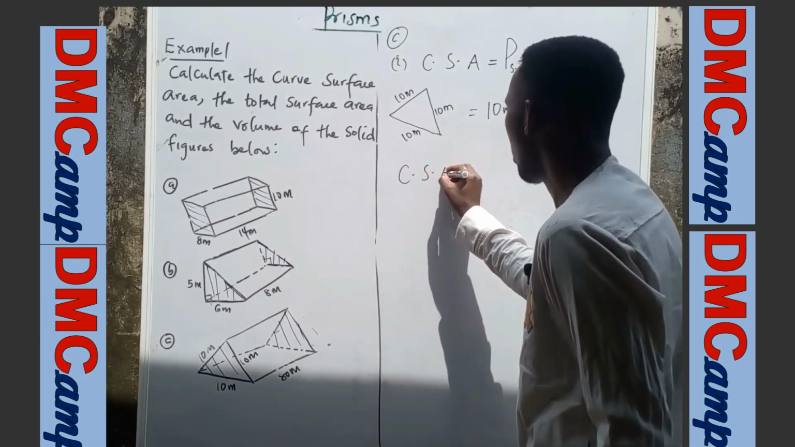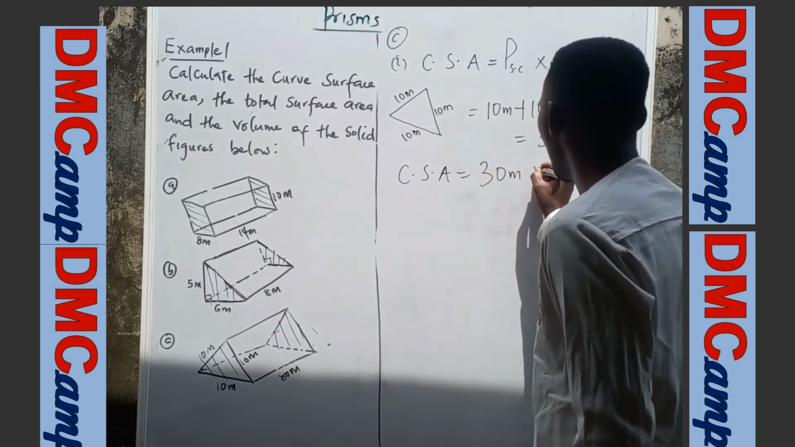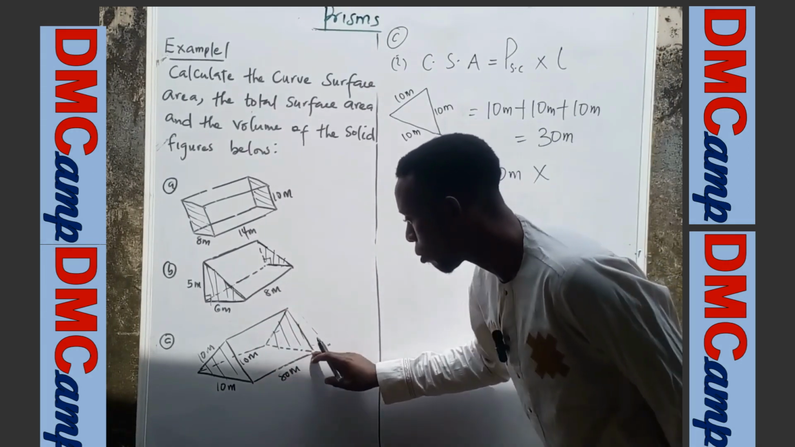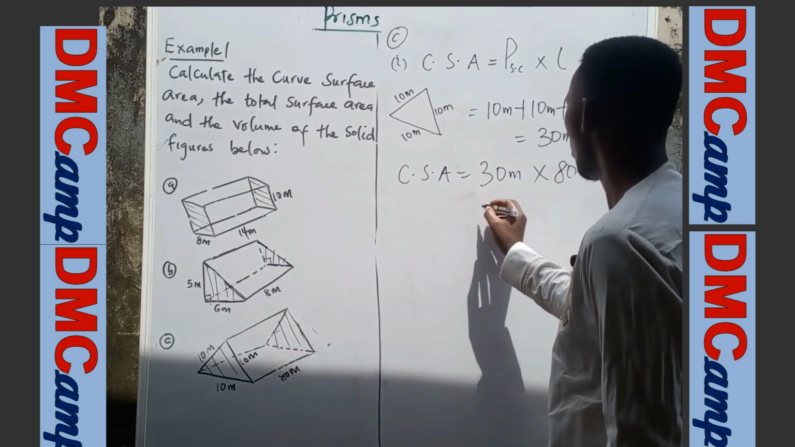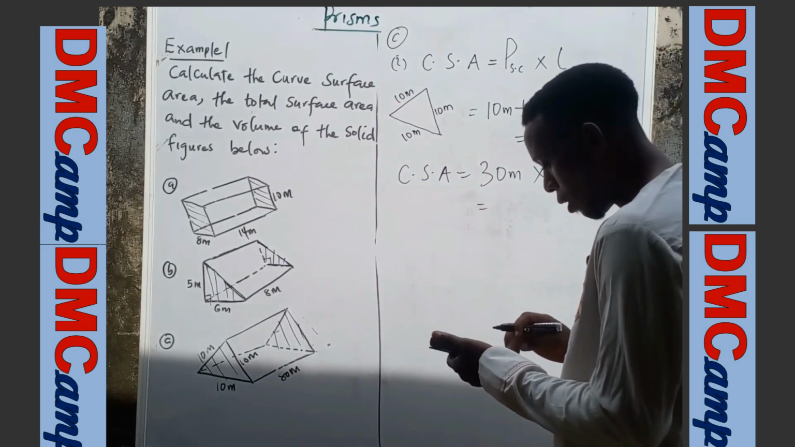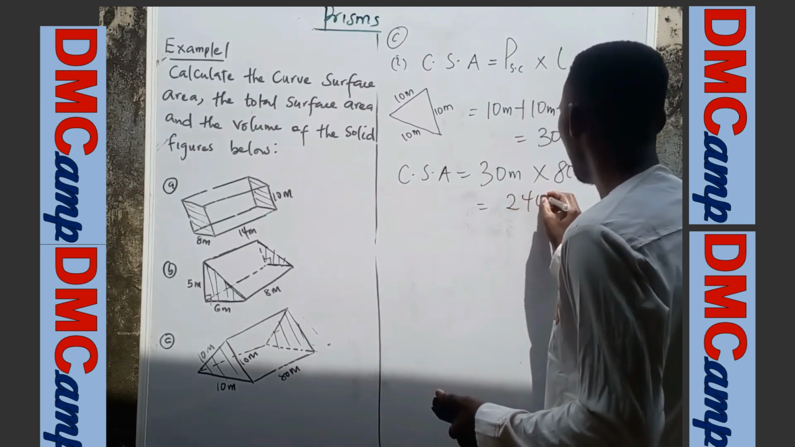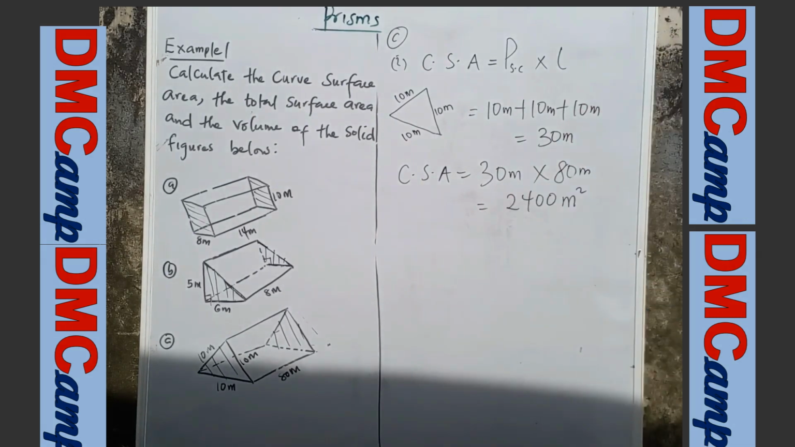Now, cross surface area equals the perimeter of this, which is 30 meter, multiplied by the length. The length here, from here to here, is 80 meter. So this will give us 30 times 80. We are going to have 2,400 meter square. So the cross surface area of this figure is equal to 2,400 meter square.